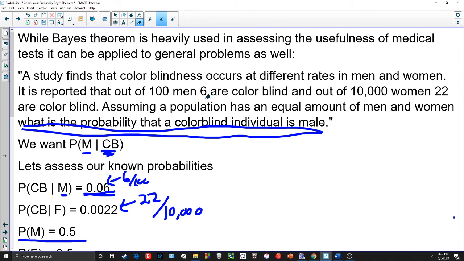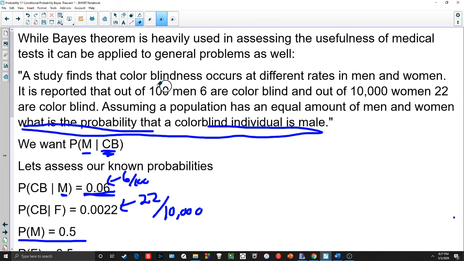If 6 out of every 100 guys are colorblind, but only 22 out of every 10,000 women are colorblind, that means if I have a group of colorblind people, there are going to be a lot more guys in that group than there are women in that group, because being colorblind in a guy is a lot more common than being colorblind in a woman. So if I just take a bunch of colorblind people at random and put them into one big group and then try to pick somebody from them, I'm going to have a lot more guys to pick from that group than I'm going to have women.